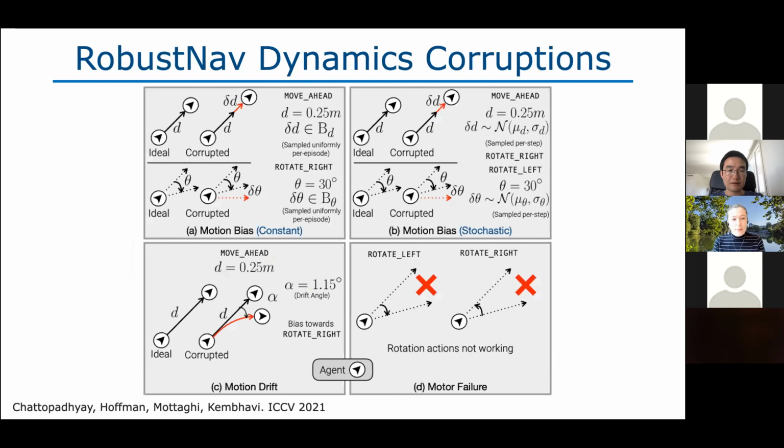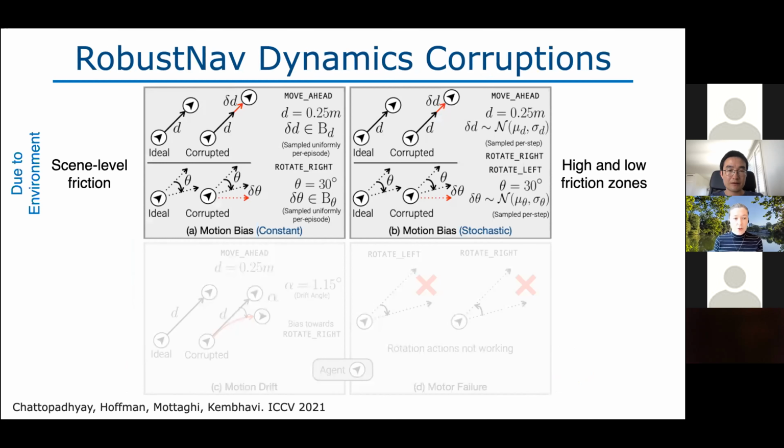For dynamics corruptions, we had 4 different corruptions, 2 of which emulated different environmental conditions, especially having to do with friction. So things like if the floor were to become higher friction or lower friction, so more slippery or less slippery, then what would happen is when you tell the agent to move in a particular way, it's not necessarily going to follow that exact instruction the way that you would have expected during training time.